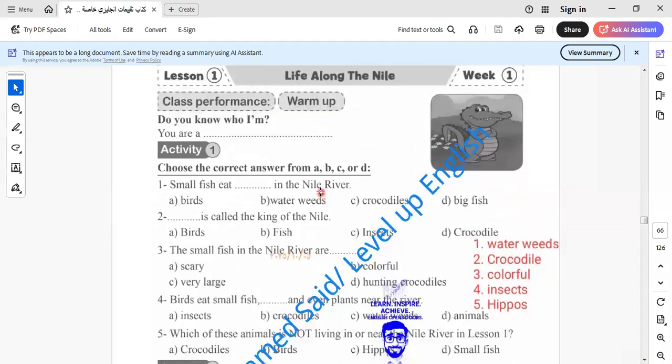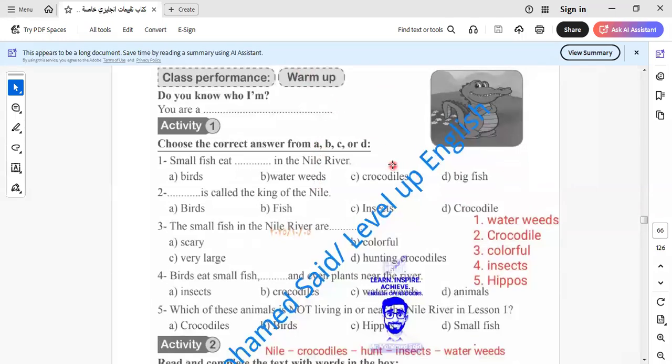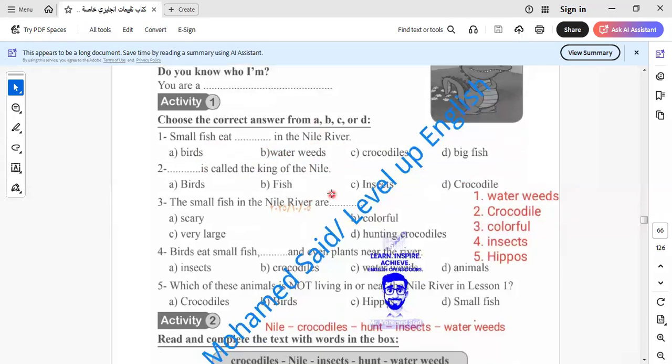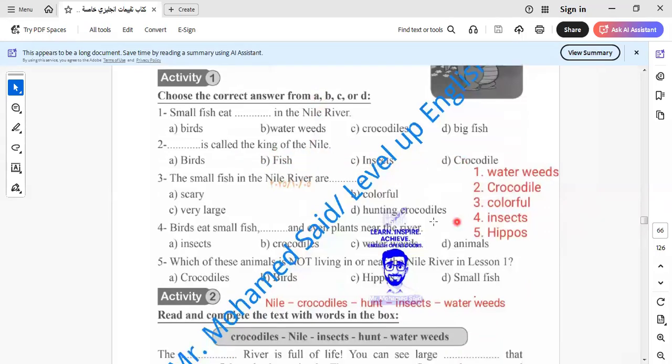Here we say the first unit is about life along the Nile. So here we talk about the Nile and the animals that live along the Nile. Small fish eat space in the Nile River. As we know during our lesson, when we learned this unit, we learned that small fish eat what? Water weeds, which means the grass in the sea. Space is called King of Nile. Without thinking, it's the crocodile.